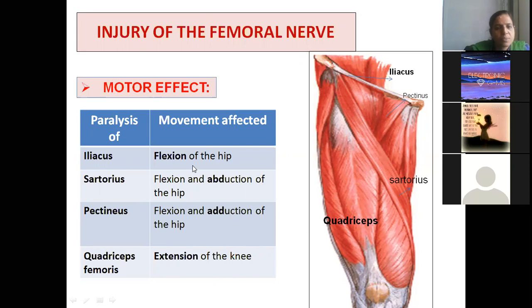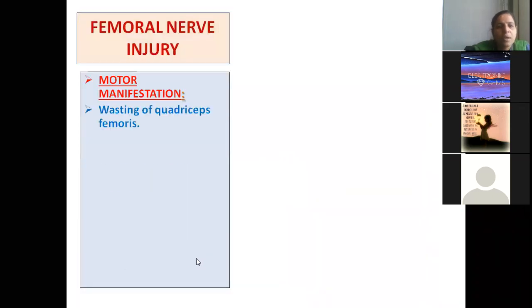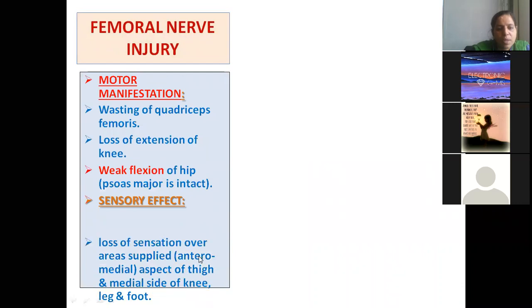This is paralysis of the femoral nerve. It causes paralysis of all these muscles. Iliacus will be paralyzed, so the movement affected will be flexion of the hip. If sartorius is paralyzed, flexion and abduction of the hip is lost. With pectineus, flexion and adduction of the hip is gone. With quadriceps femoris, extension of the knee is lost. So that is femoral nerve injury.